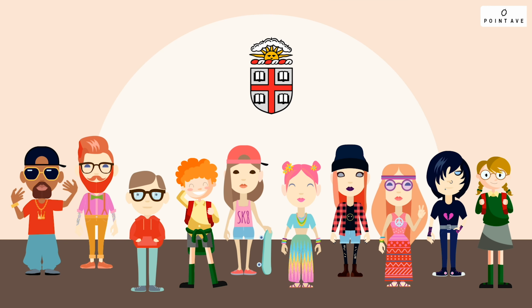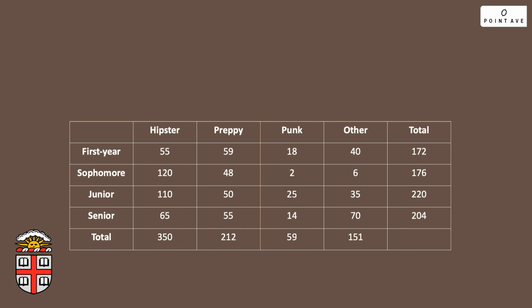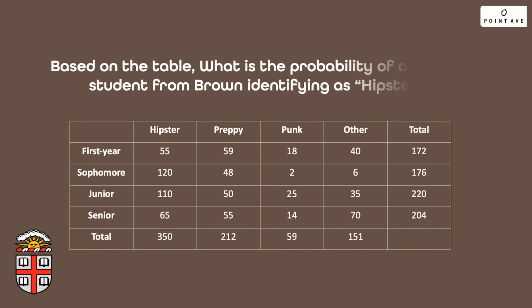A survey asks Brown University students in the first week of school how they would describe their personal style, choosing from hipster, preppy, punk, or other. The results are then sorted by class year and reported in the table below. Based on the table, what is the probability of a random student from Brown identifying as hipster?